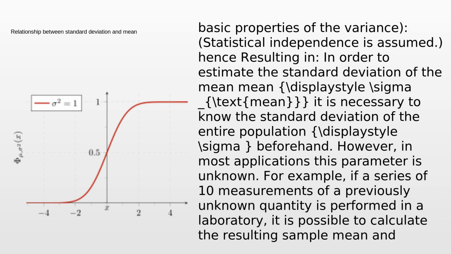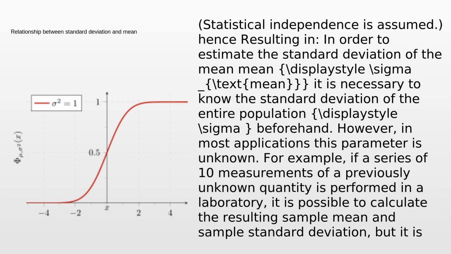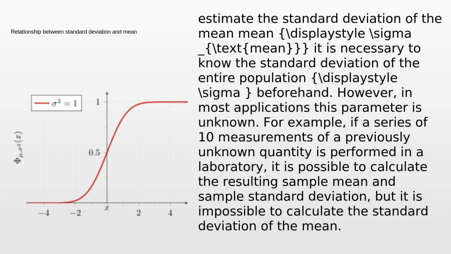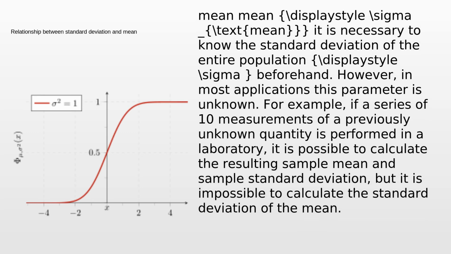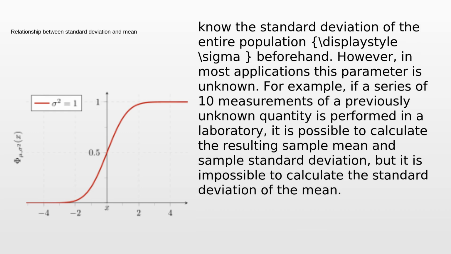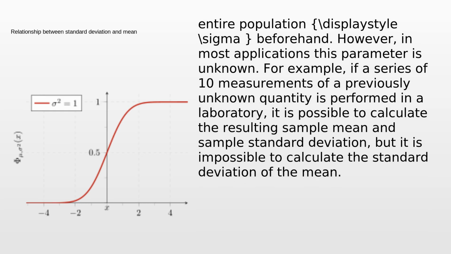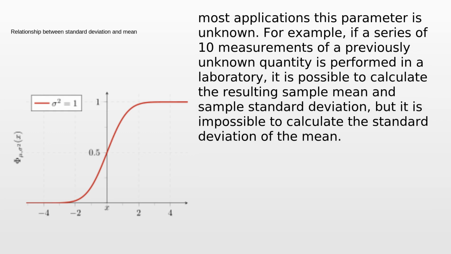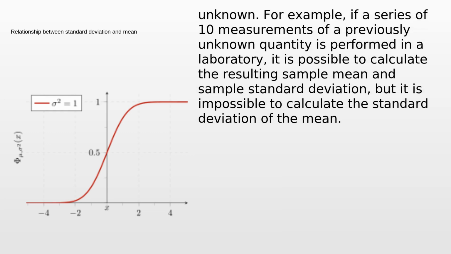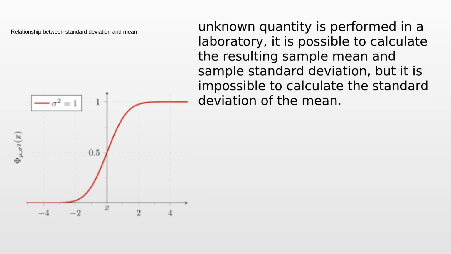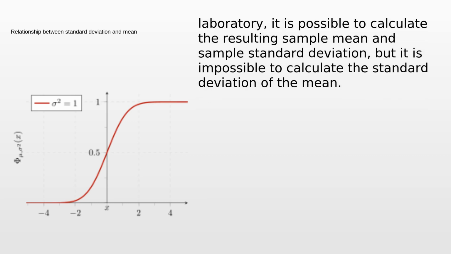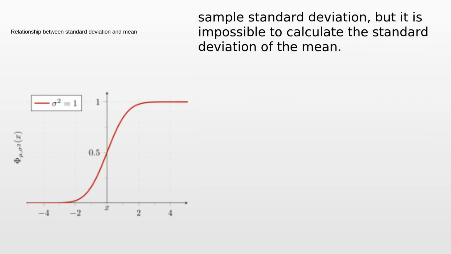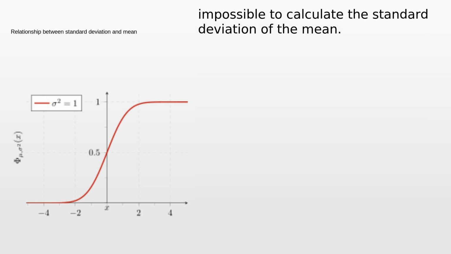Statistical independence is assumed, hence resulting in the formula. In order to estimate the standard deviation of the mean, sigma_mean, it is necessary to know the standard deviation of the entire population, sigma, beforehand. However, in most applications this parameter is unknown. For example, if a series of 10 measurements of a previously unknown quantity is performed in a laboratory, it is possible to calculate the resulting sample mean and sample standard deviation. But it is impossible to calculate the standard deviation of the mean.